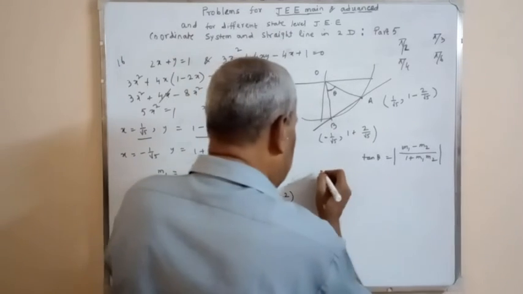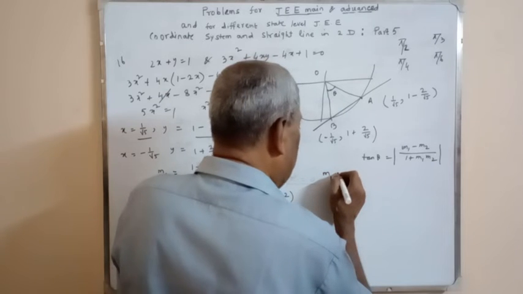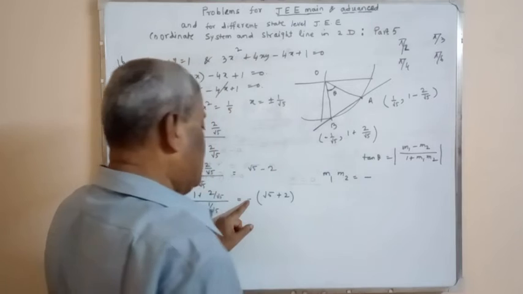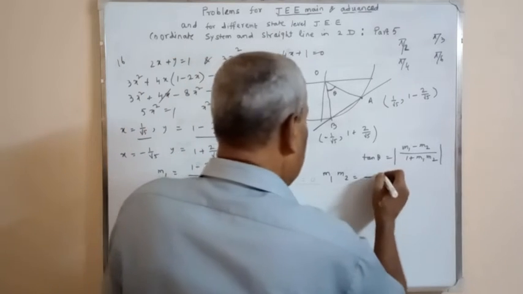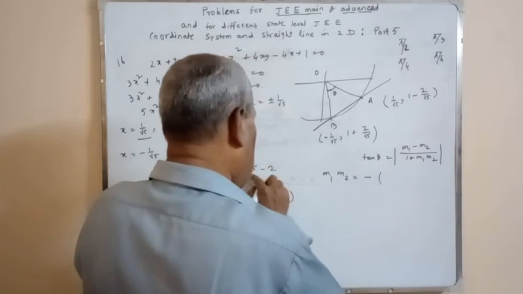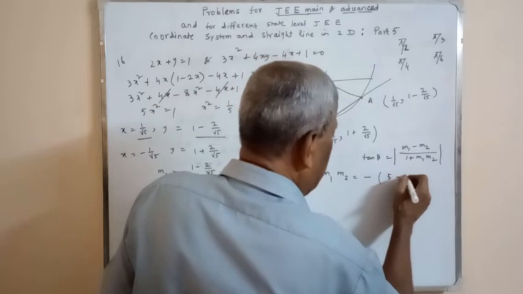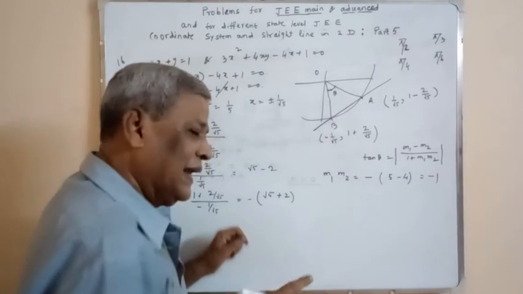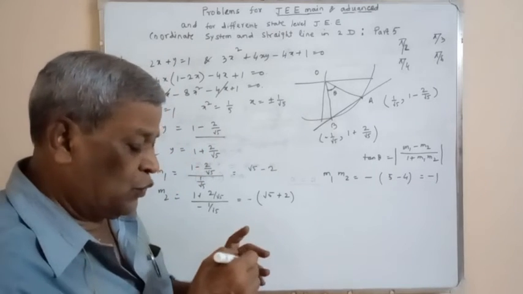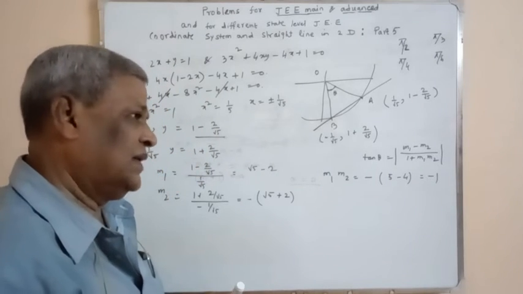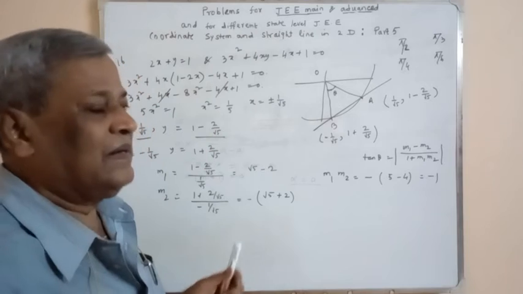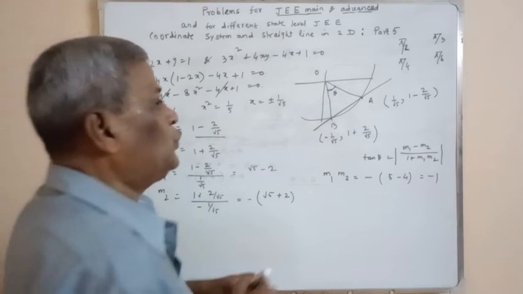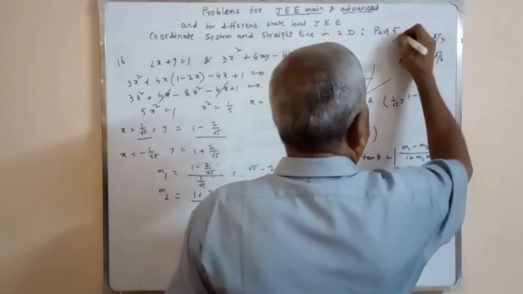Let us try the product m1 into m2, how much? Minus because of that minus sign. It is equal to a plus b into a minus b, 5 minus 4, which is equal to minus 1. So luckily we get m1 into m2 is equal to minus 1. Then they are perpendicular. The required angle is pi by 2. So this option is correct.